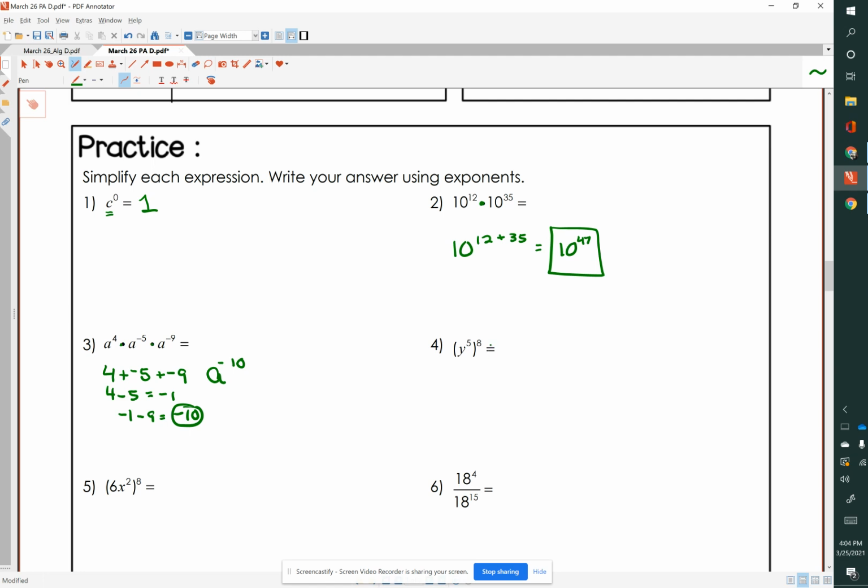Number 4, we have a power rule. Power to a power. So that means we multiply the exponents. So that would be y to the 5 times 8, which would equal y to the 40, because 5 times 8 is 40.